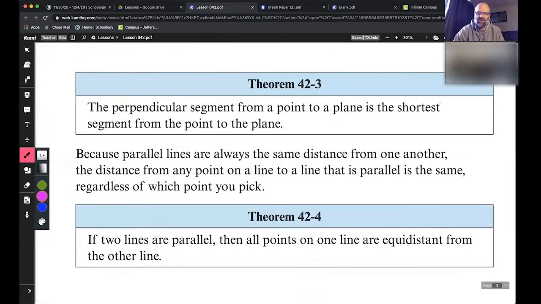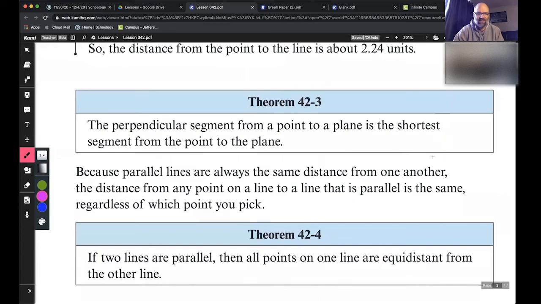Okay, these are some theorems. You can write these down. The perpendicular segment from a point to a plane is the shortest segment from the point to the plane. This is going beyond points and lines to points and planes. So if this was a plane here and this was P, the shortest distance is going to be the perpendicular distance.